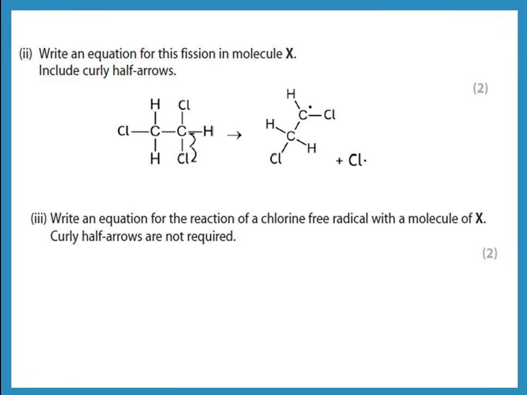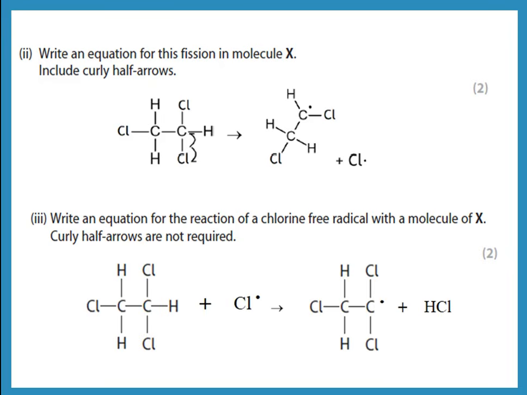Then he says, write an equation for the reaction of a chlorine free radical with a molecule of X. So if I have a molecule of X, I'm trying to react a chlorine radical with it. This is just like the propagation step in the halogenation of alkanes. So what we're doing is breaking one of the bonds between the C and the H with homolytic fission, and that means I end up with a free radical on the chloroalkane, and the hydrogen radical will join with the chlorine radical, and my other product is HCl.